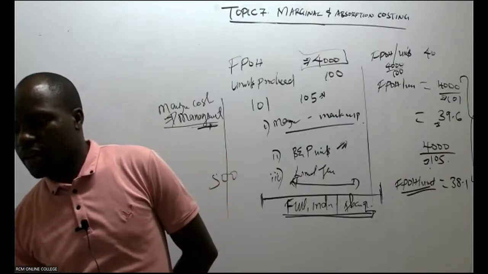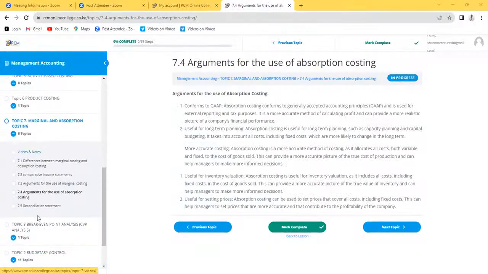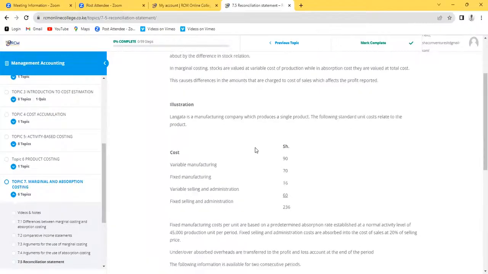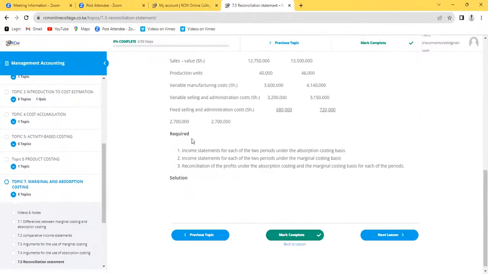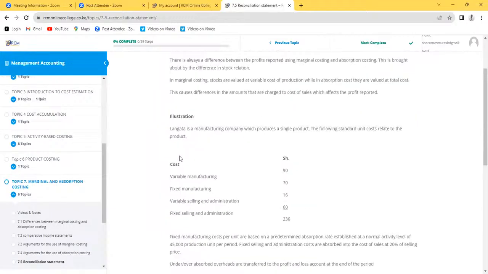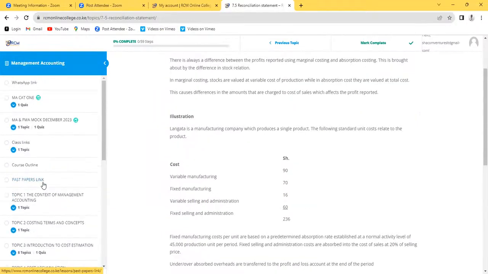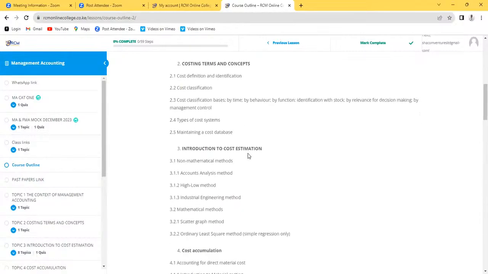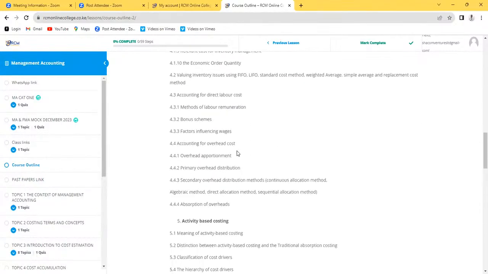Then if you move further to this part here, so the reconciliation, of course, you're going to look at it. There's a question, and then you're required to come up with the income statement under the two methods. Then you do reconciliation. So what you also need to understand, if you look at our cost outline, let me see if I can get it. Yes, it is here.